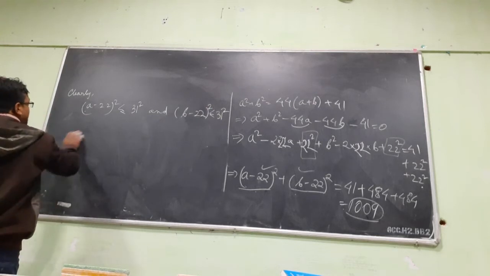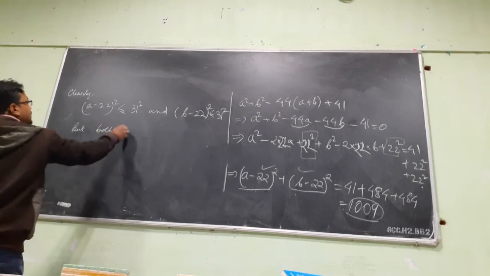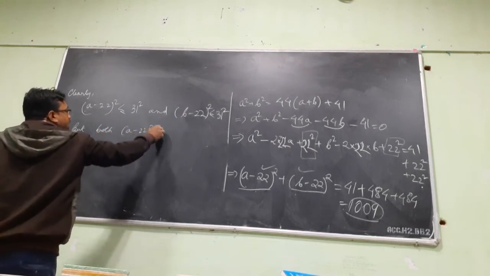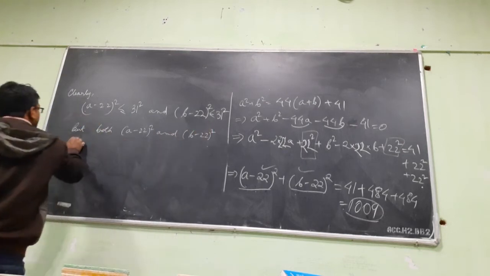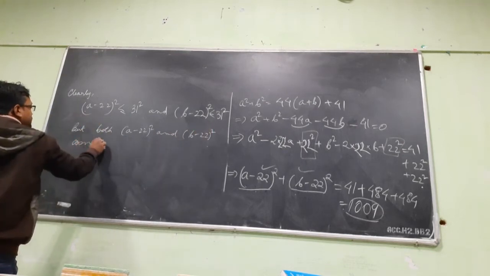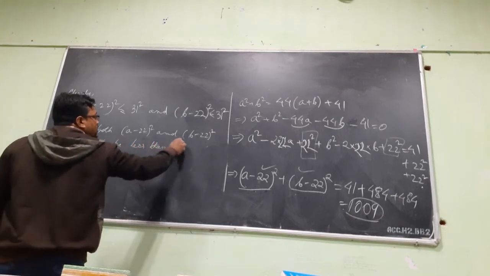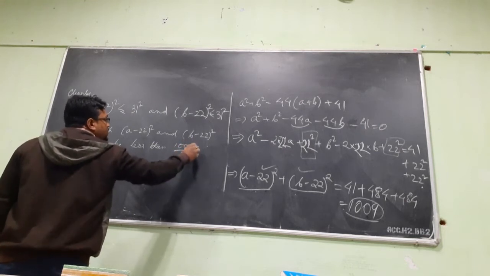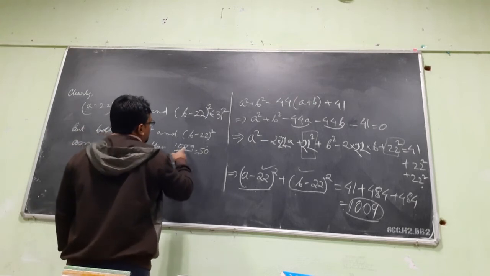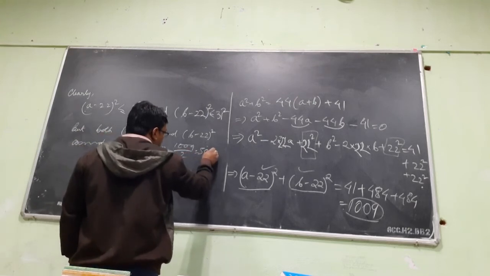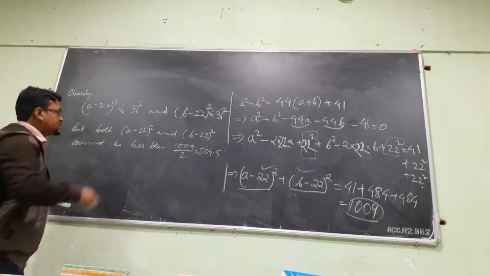Okay. But both (a minus 22) square and (b minus 22) square cannot be less than 1009 by 2. So this is 504.5. Both of these cannot be less than 504.5.